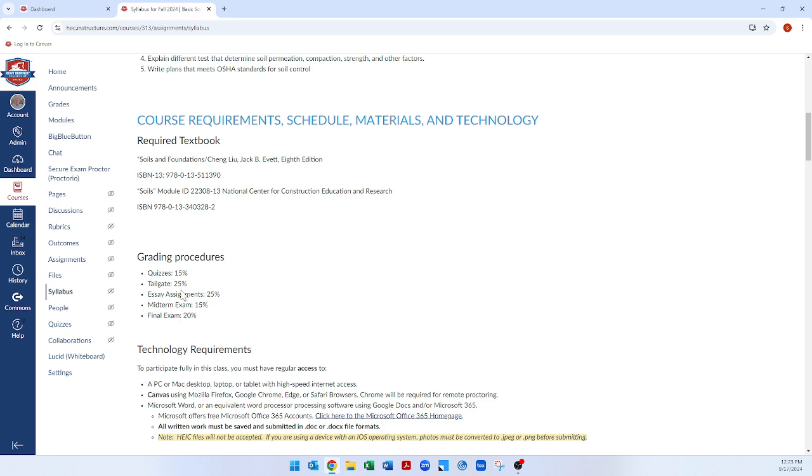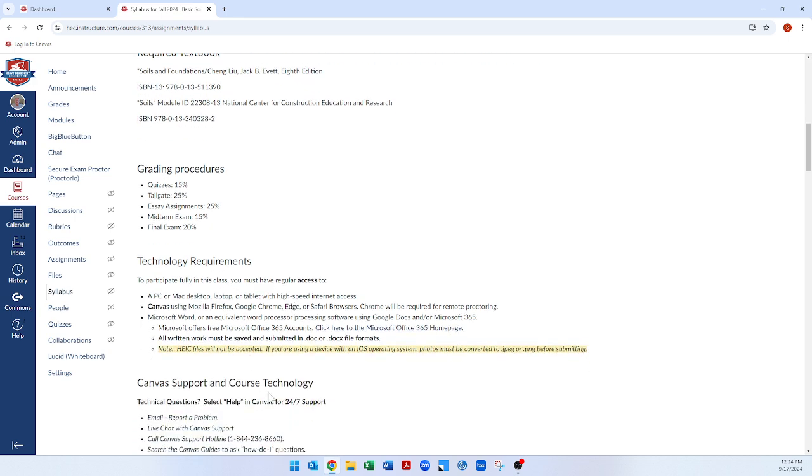Essay assignments are right up there with the tailgate. I can learn more about what you know from an essay assignment than a multiple choice test any day of the week. Now, we will have some multiple choice tests. The midterm exam, I weight at 15% and I bump up a final exam to 20%. So if you add these up, you would get 100% of your score. But it's broken down like this. Do well on tailgates, do well on essays, and do well on everything.